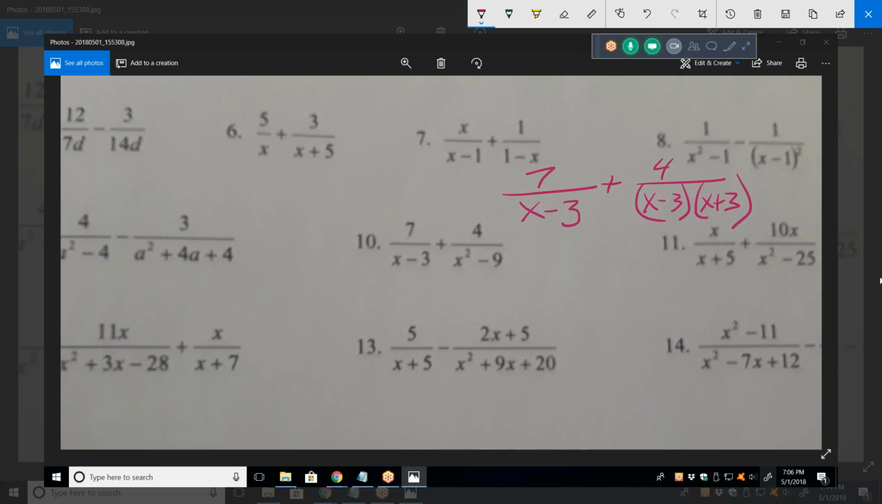You know what? This makes it easier. This is what we want to do on 10. Because what's the common denominator now? X minus 3 times x plus 3. Exactly. So, in other words, I have a smaller common denominator than I would have gotten had I just multiplied those two terms together.